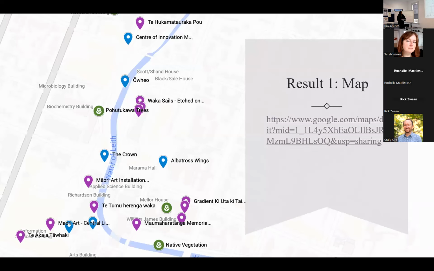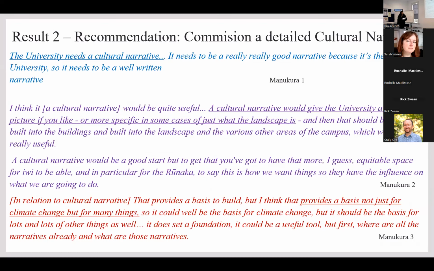So our first result, which aims to address objective 2, was just a basic interactive map of the Dunedin campus. Each pinpoint has the geographic location and provides coordinates, a description and a picture of each culturally relevant thing. To have a better look at this, you can access it on the link provided. So our next area will look at addressing objective 3.